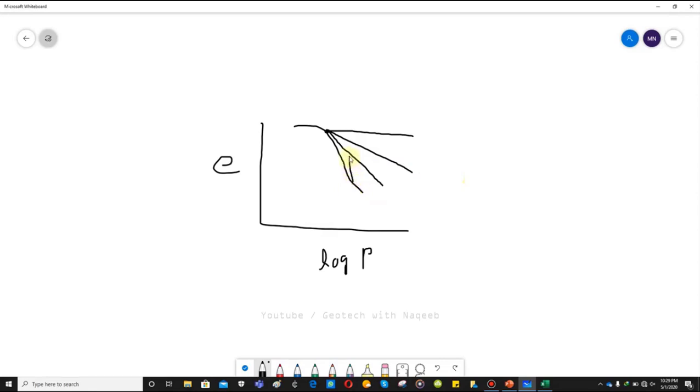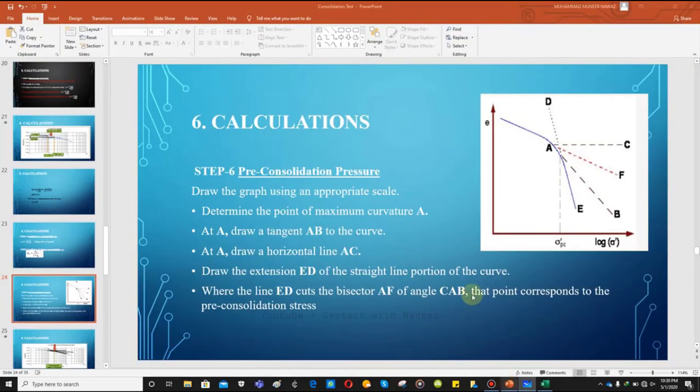Let's say this is, sorry, it's a little bit of a mistake. We'll erase it. We'll draw it again. Let's say this. So we'll extend the linear portion of the end of this curve backward. So where it intersects the angle bisector line, the x-axis value corresponding to this is the pre-consolidation pressure. So this is how we determine the pre-consolidation pressure.